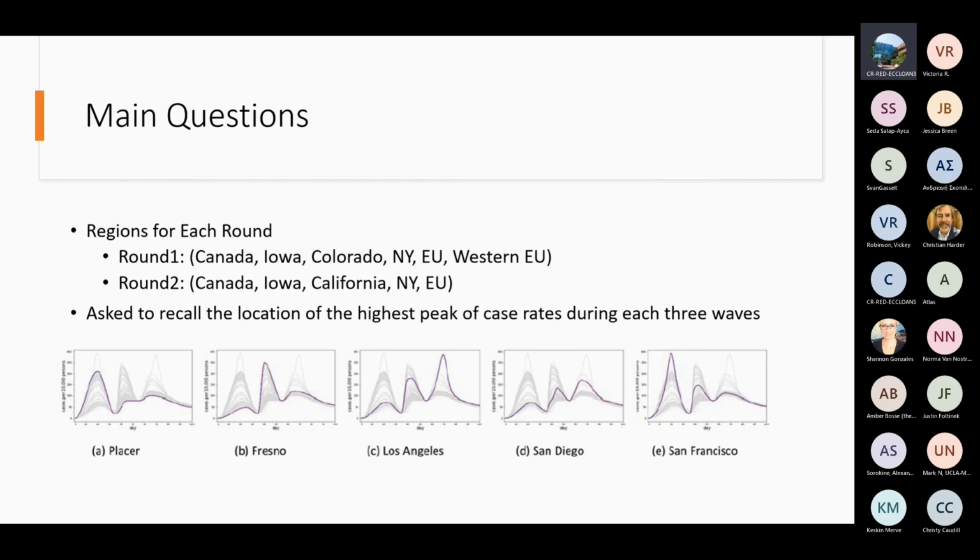In the main questions, case data were developed for a 100-day period for districts in 7 district regions. And we had 3 seed districts and then 2 outlier districts. In round 1, we have Canada, Iowa, Colorado, New York, Europe, and Western Europe. In round 2, we have Canada, Iowa, California, New York, and Europe. Subjects were asked to recall the location of the highest peak of the case rates during each of the 3 waves.